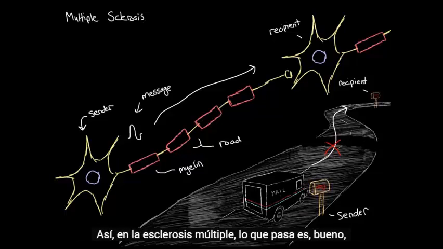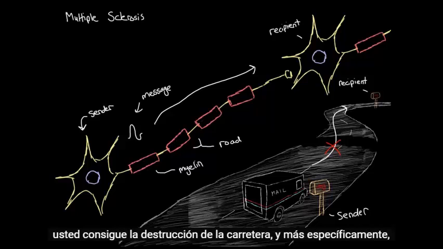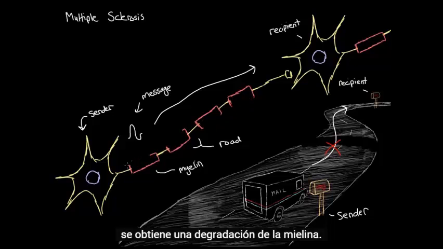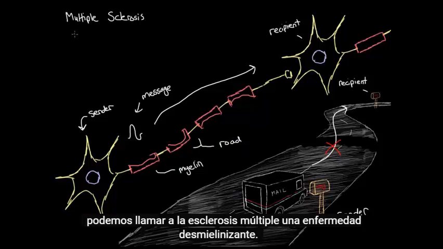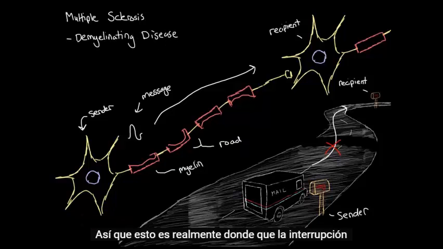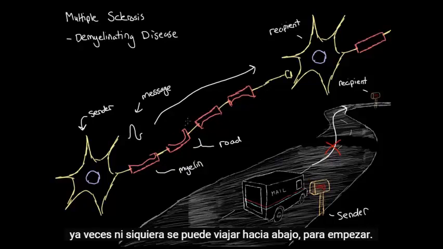So in multiple sclerosis, what happens is you get destruction of the road, and more specifically, you get a degradation of the myelin. And because there's degradation of the myelin, we can call multiple sclerosis a demyelinating disease. So this is really where that disruption in the communication goes on, right? And when the myelin is degraded, the action potential won't really travel down the axon as quickly anymore. And sometimes it may not even travel down to begin with.